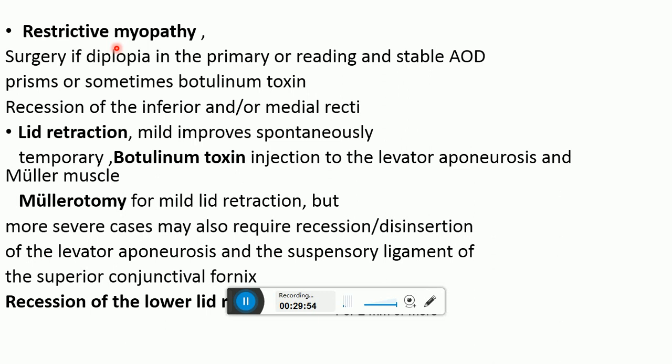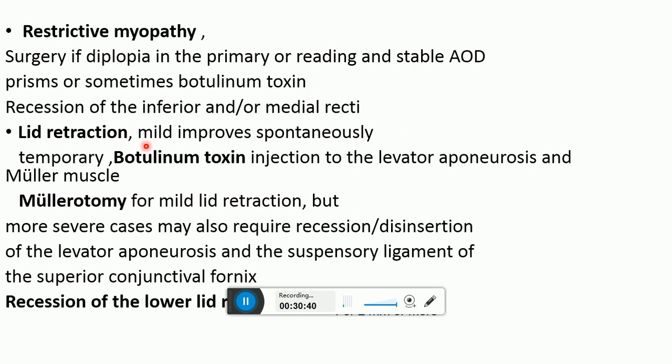Recession of the inferior or medial recti is the most commonly indicated surgery. Recession of inferior rectus and medial rectus. Keep in mind, rectus muscle is never resected, only recessed in thyroid eye disease, generally utilizing adjustable sutures. Suture is adjusted later in the same day or on the first post-operative day to achieve optimal alignment, and the patient is encouraged subsequently to practice achieving single vision with a consistently accessible target such as television.